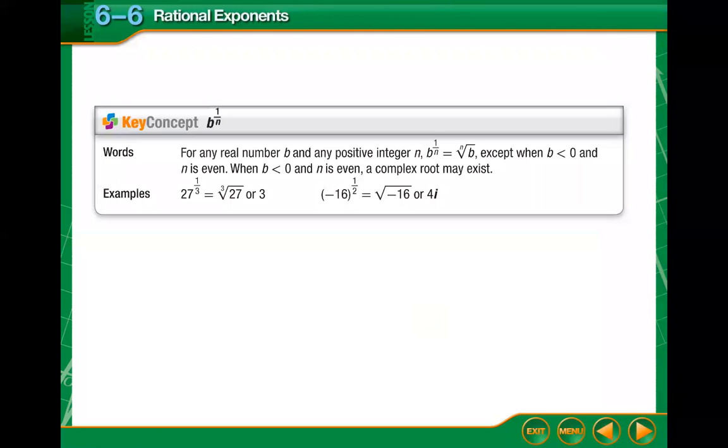Alright, so we have our concept b to the 1 over n. For any real number b and any positive integer n, b to the 1/n is the same thing as the nth root of b, except when b is less than 0 and n is even. When b is less than 0 and n is even, the complex root might exist. For example, 27 to the 1/3 power is the same thing as the cubic root of 27, which is 3. And negative 16 to the 1/2 is the square root of negative 16, which would be 4i. And as always, pause the video as needed to take your notes.